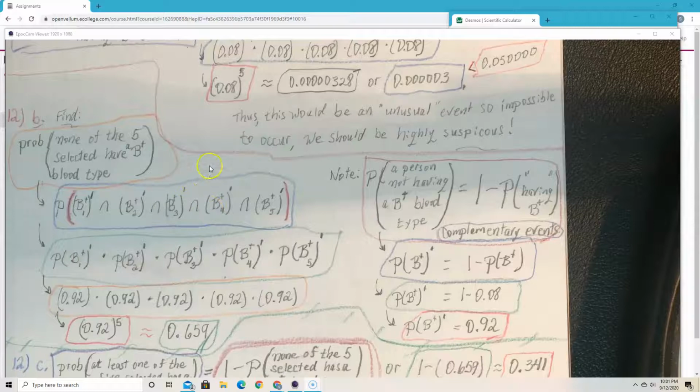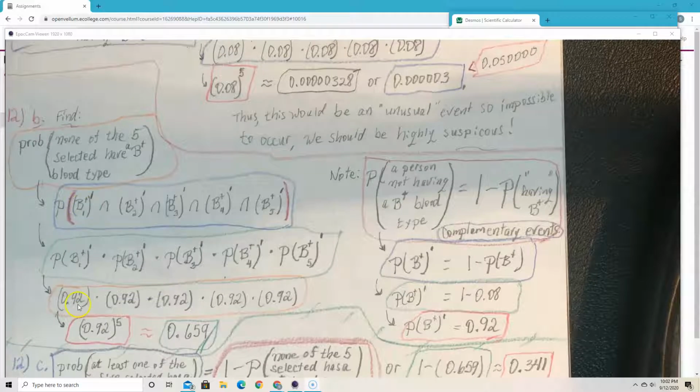By the way, if the probability of the first person having B positive affecting the second person having B positive is independent, well then also the complement of those events would be independent. The probability that the second person not having B positive blood type is not influenced by the first person not having B positive.